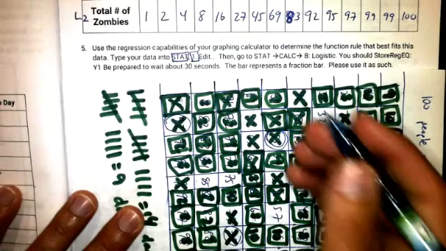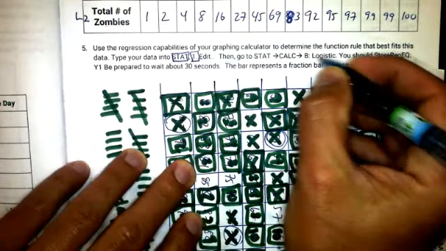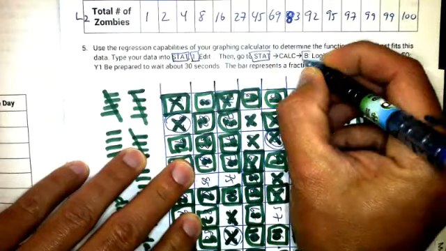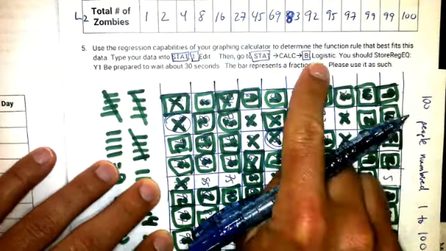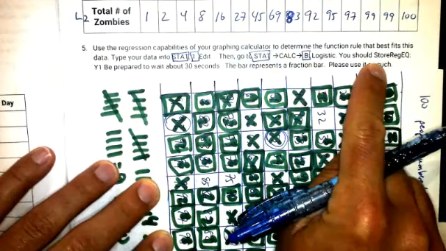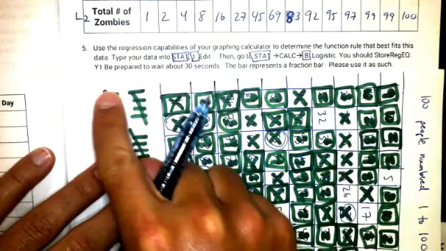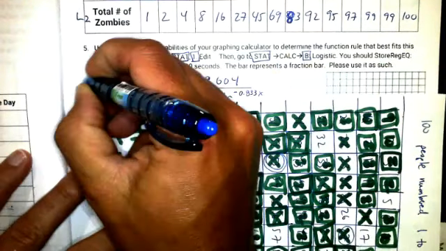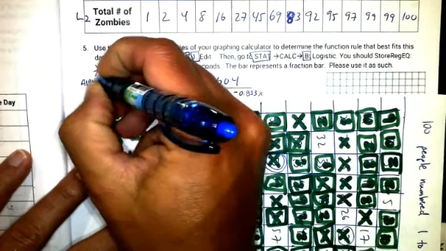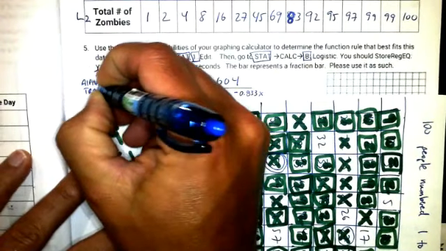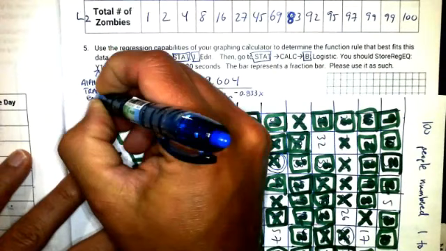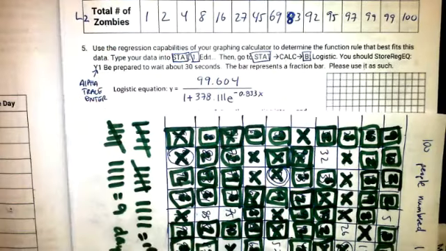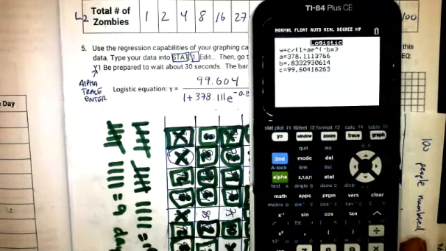And then what I did was a logistic regression. So I went stat, scroll over to the right to calc. I like to go up to B, which is logistic, and stored into our regular equation, Y1. Remember that Y1 is under alpha trace, and then enter. When I did that, it takes about 3 seconds if you're trying it at home.